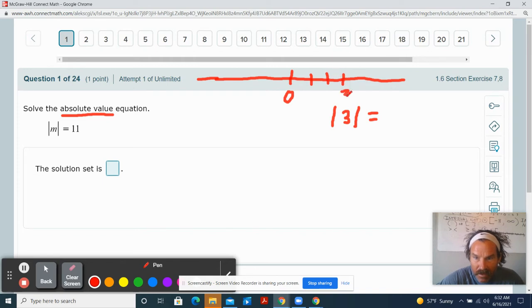right here. So 3, let me change colors. 3 is right here. How far is 3 away from 0? It's exactly 3 away from 0. So the absolute value of 3 is equal to 3. Let's say we had the absolute value of -3. These are absolute value signs here. So absolute value of -3. Well, -3 is on this side of 0.